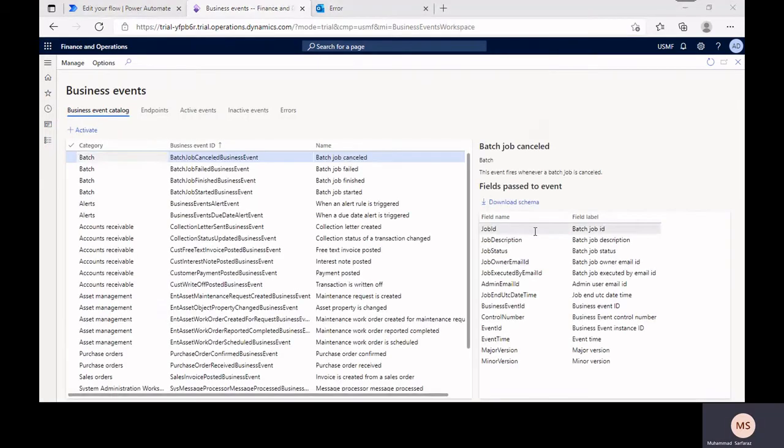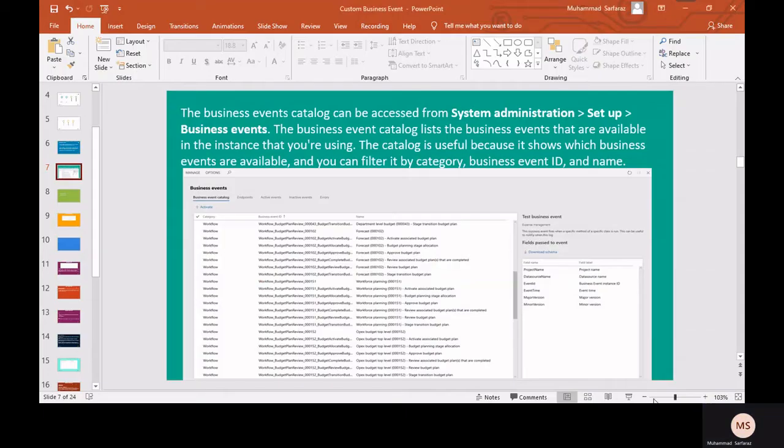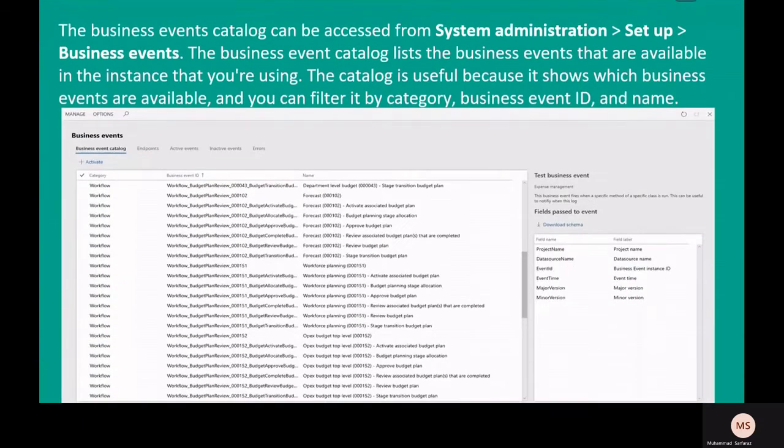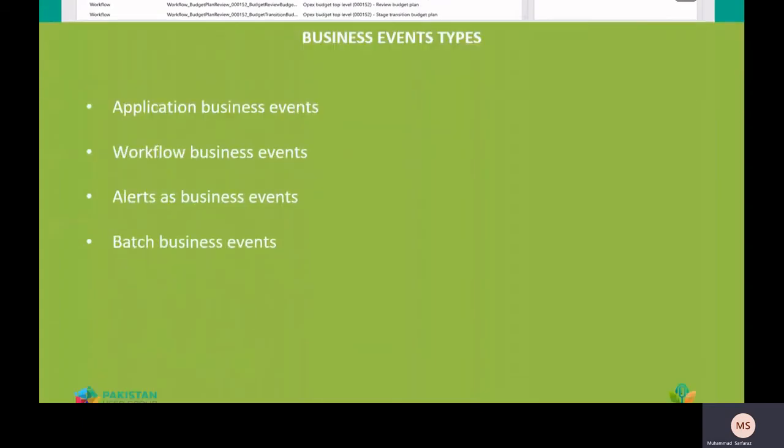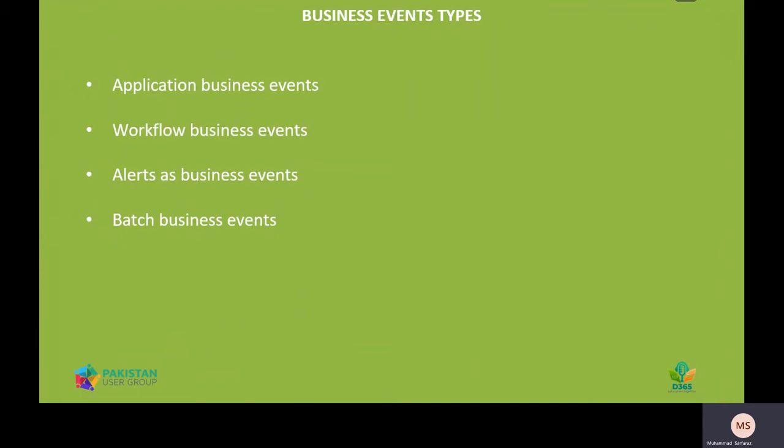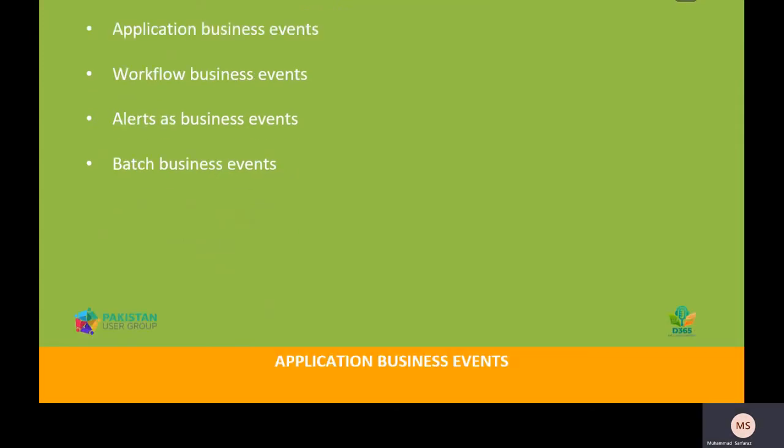So coming back to the presentation, there are quite a few types of business events present in the system. You can actually categorize them into four different types: application business events, workflow events, alerts based business events, and batch based business events.